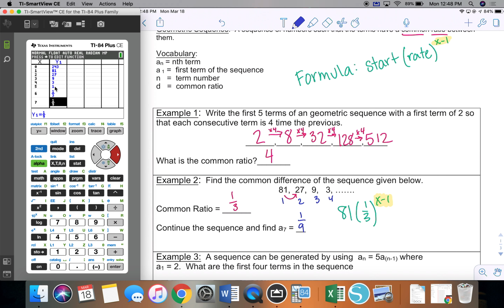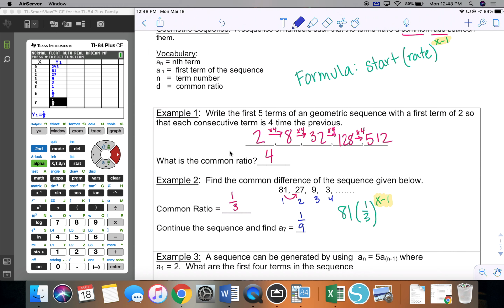So in a geometric sequence, you do your starting term, and remember this starting term is my first term, so that's where the x minus 1 comes from, because this isn't my 0 term, this is my first term. So my first term times the rate raised to the x minus 1, so that my first term will actually show up where it needs to in the calculator.